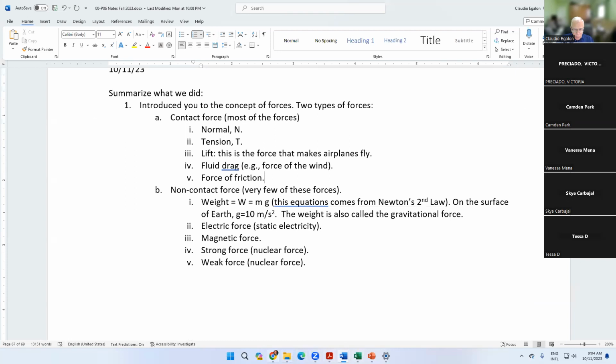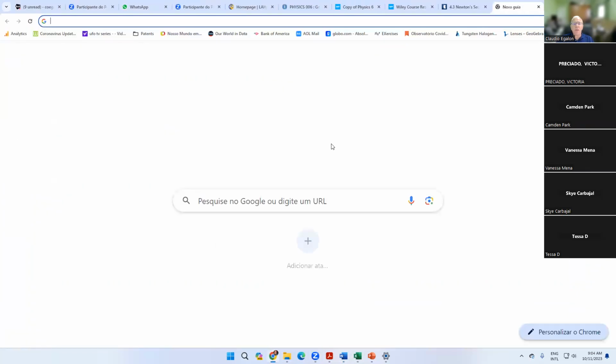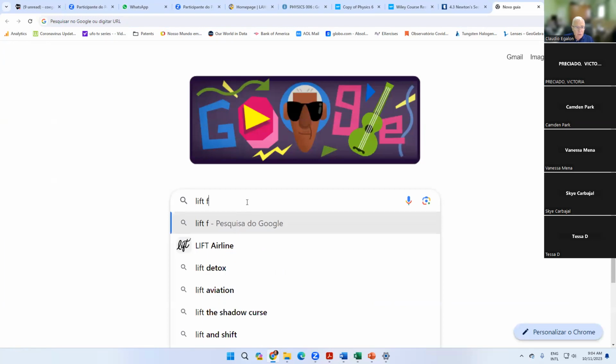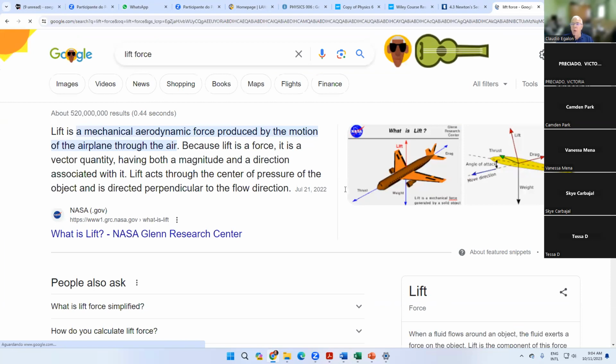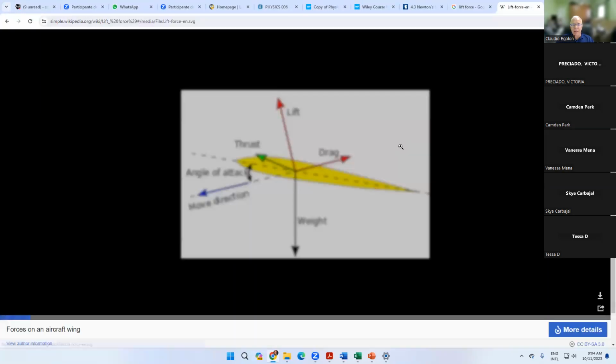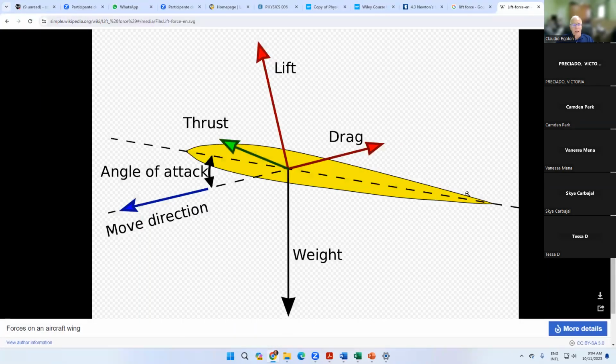Okay, I want to give you an illustration of the lift force. Here you go. Oh, right here, I like this figure, from NASA. Lift is a mechanical aerodynamic force produced by the motion of the airplane through the air. And here is an illustration, Wikipedia again, of an airfoil. That's how the wings are shaped. That's the geometrical configuration of the wing of an airplane.